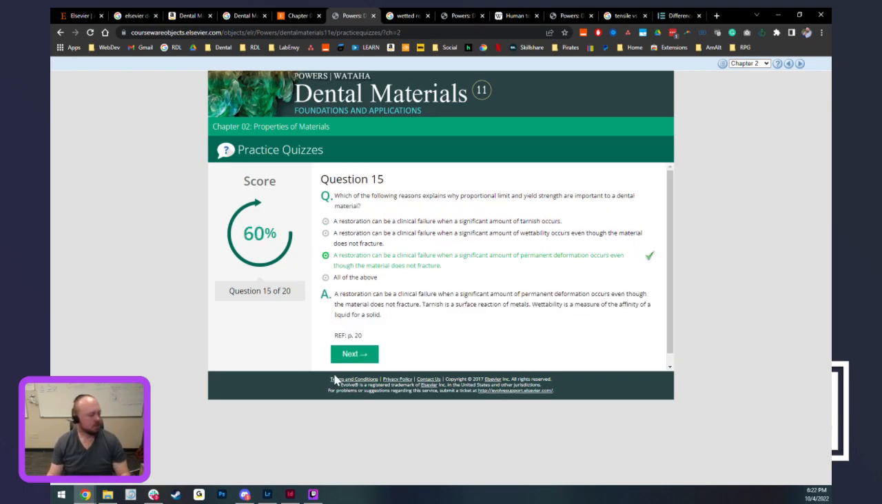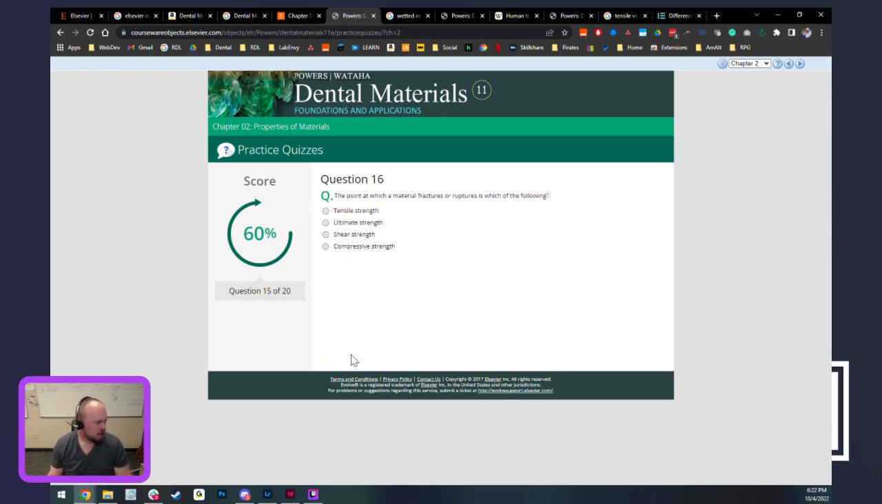All right, next. The point at which a material fractures or ruptures is which of the following? That would be fractures or ruptures. I'm going to call that the shear strength. That is the ultimate strength. Fractures or ruptures. Okay, so when it deforms, all right.